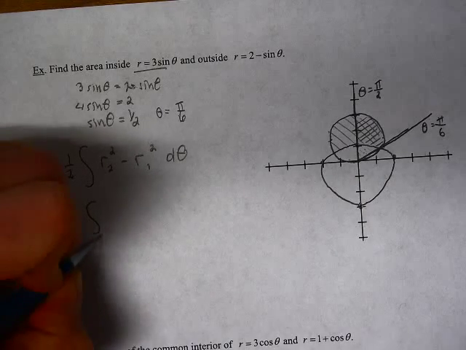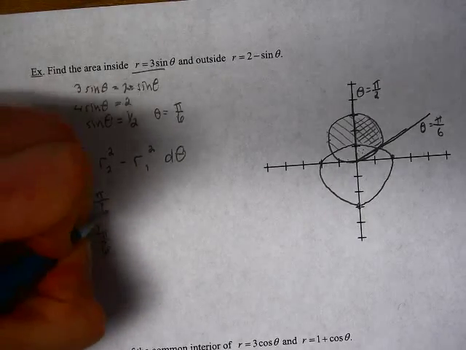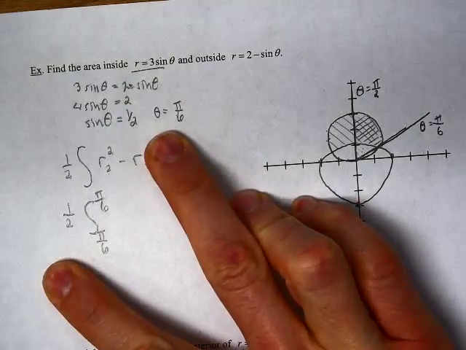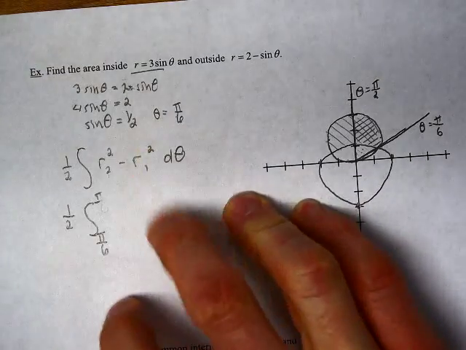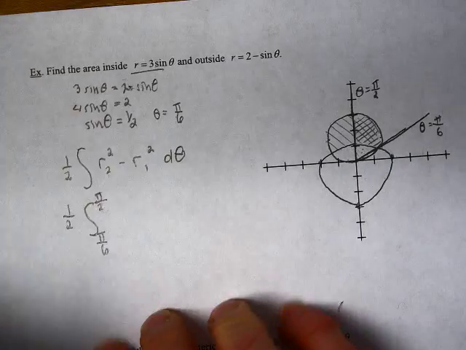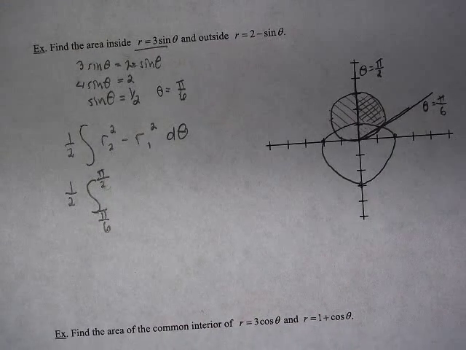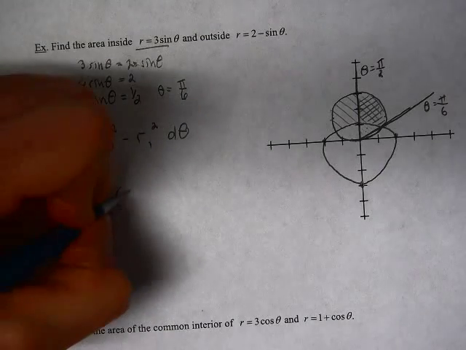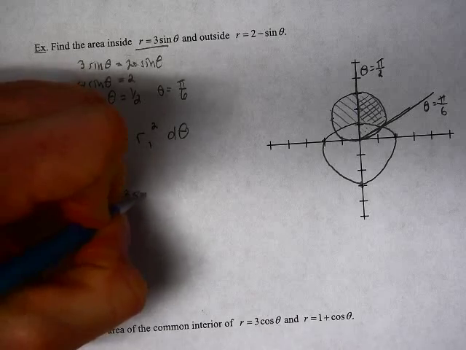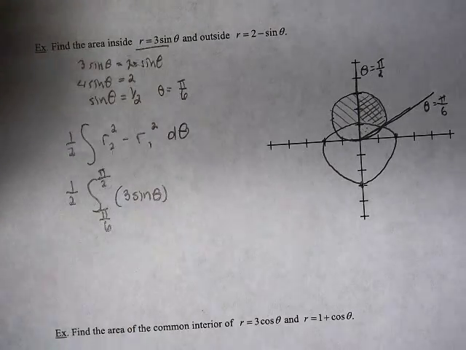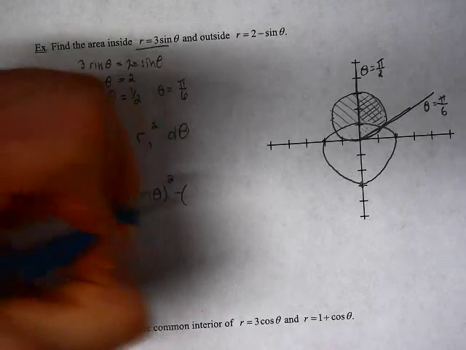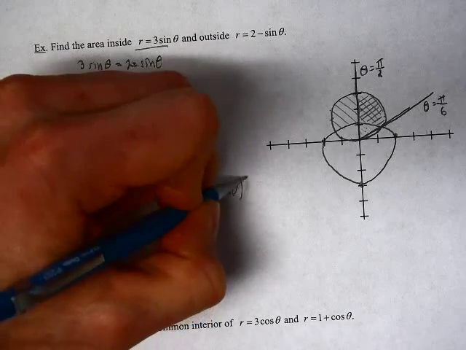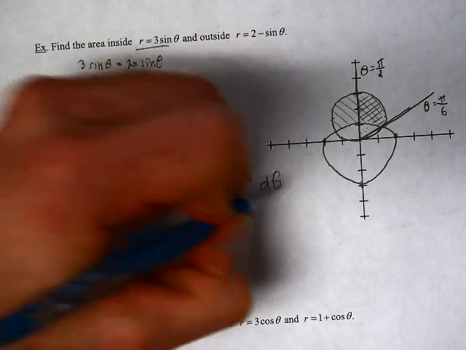I'm going to integrate from pi over 6 to pi over 2. Actually, I have to make it pi over 2 if this is going to work. So from pi over 6 to pi over 2, my integrand is going to be, the outer shape is the circle, so 3 sine theta squared, minus the limacon, 2 minus sine theta, that quantity squared, d theta.